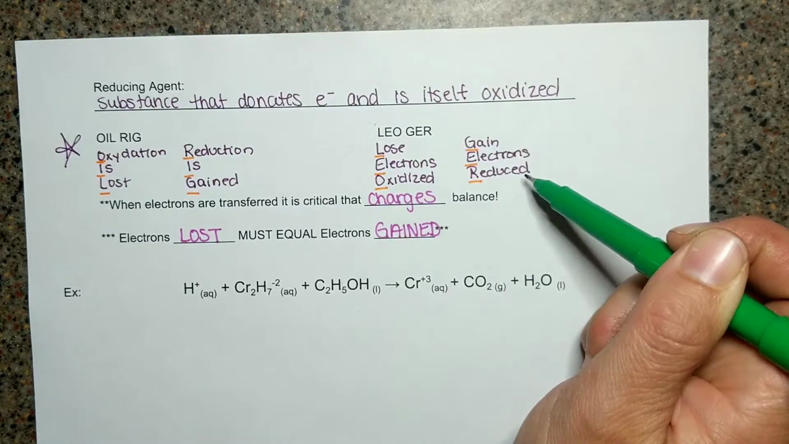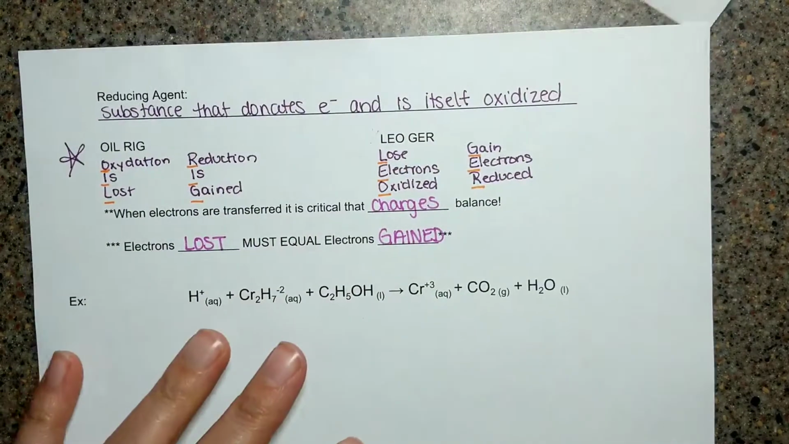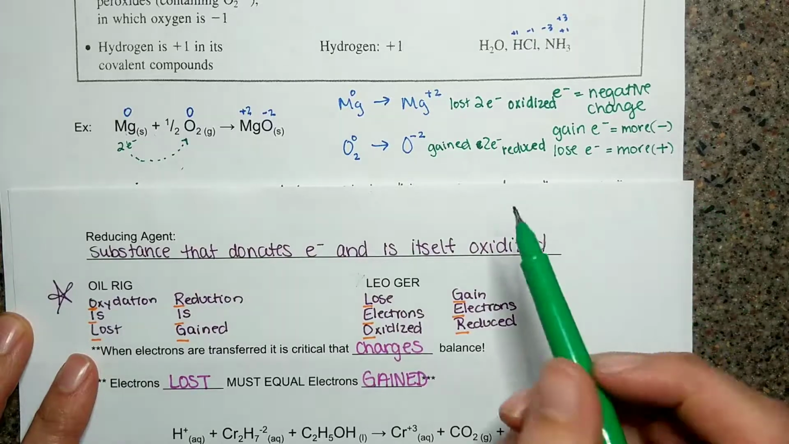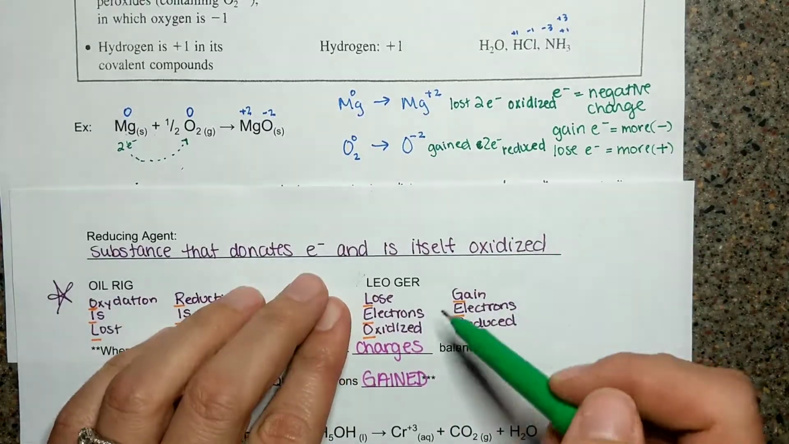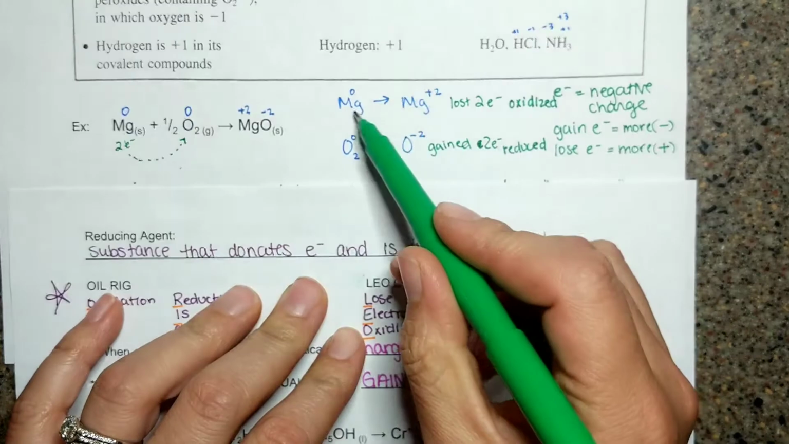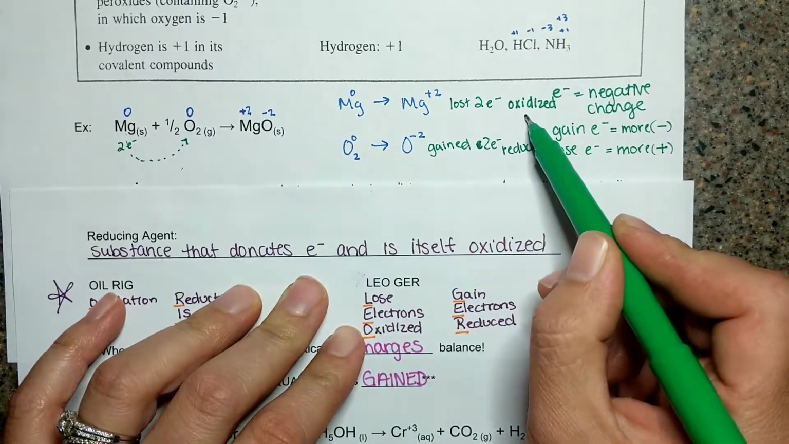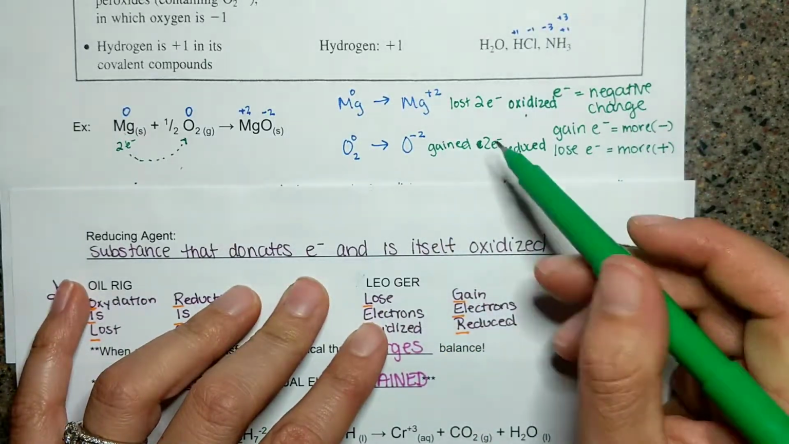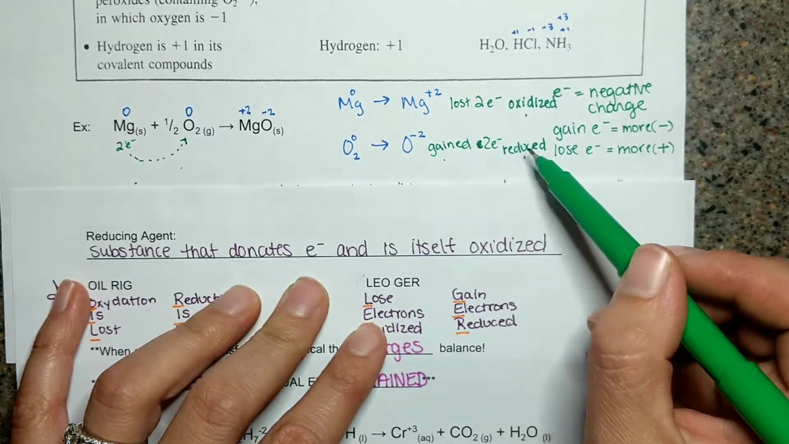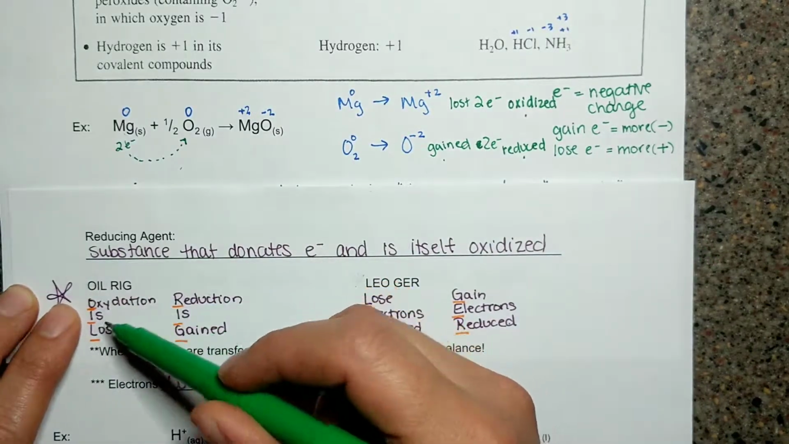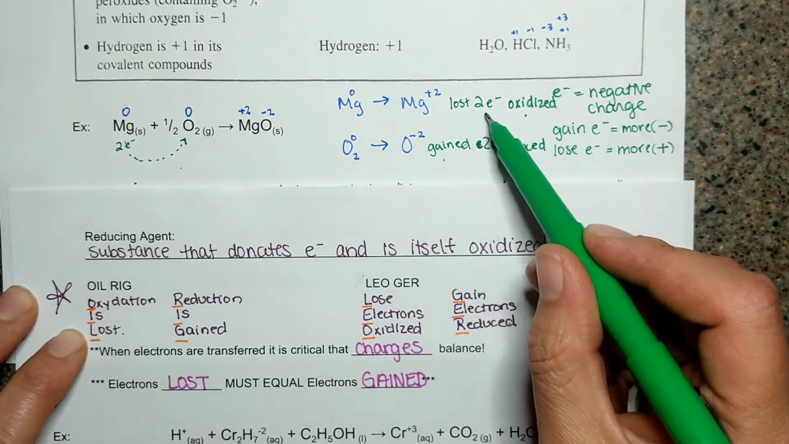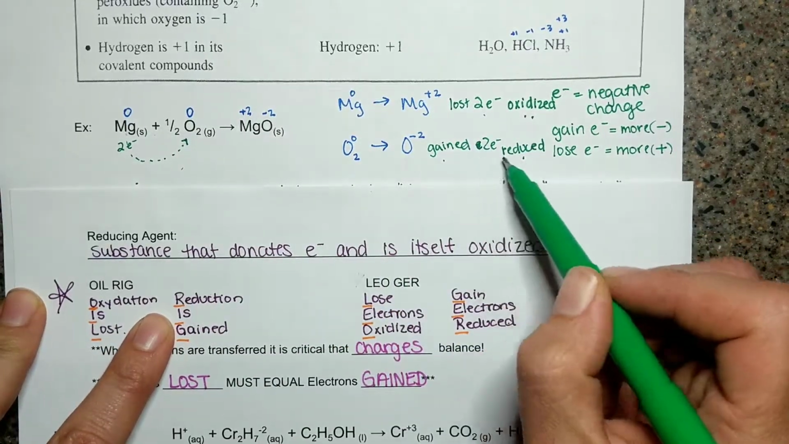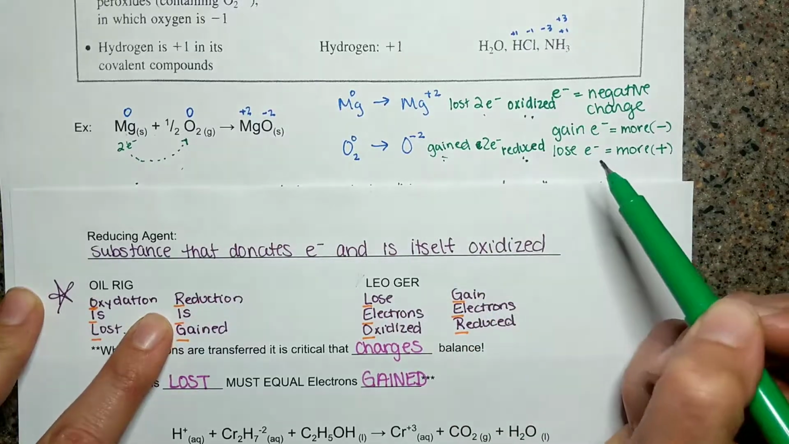So if we go back here, again, just to use that acronym. If we use LEO GER, lose electrons, oxidized. So magnesium lost 2 electrons, it's oxidized, whereas oxygen gained 2 electrons, it was reduced. Same works with OIL RIG, so oxidation is loss of electrons. Reduction is gain, so reduction is gained electrons.